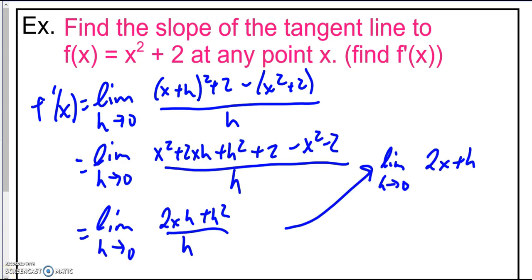Okay. So I distributed, and then I canceled out. As I combined like terms, x squared canceled out, the 2's canceled out, so I was left with 2xh plus h squared over h, and again I took an h out of each of those. So I have the limit as h approaches 0 of 2x plus h. Now to find that final step of the derivative, I have to substitute in 0 for h. So my derivative is 2x.